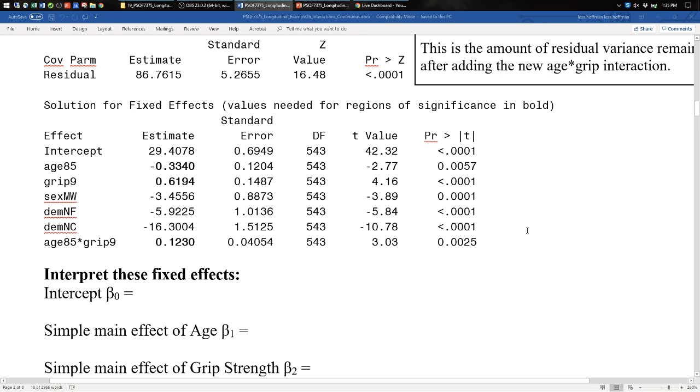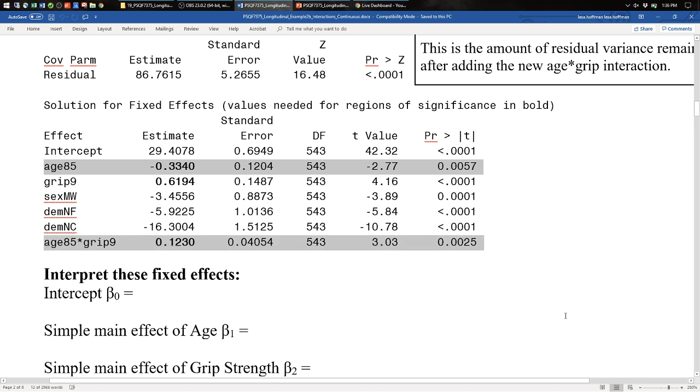So if we talk about this as the effect of age and grip as the moderator, for every year older you are, what happens to you, according to my simple main effect of age? Yeah, lower. This is a main effect, so you can just say up or down, right? Cognition is expected to be lower by about 1/3 of a point for every year older you are. Now that effect is specifically for someone with a grip strength at the centered value of 9 pounds per square inch.